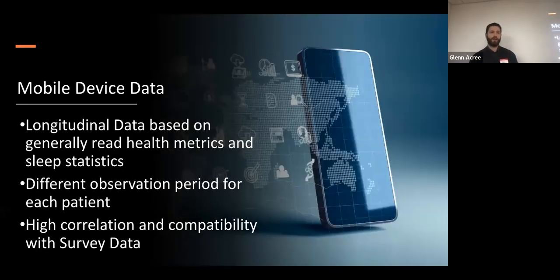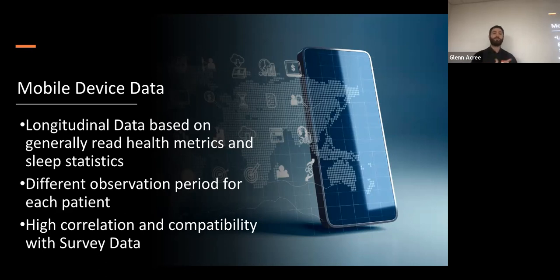Next is our mobile device data, and this pairs really well with the survey data. In fact, we ended up putting these into the same machine learning model, while some of the others were kept separate. For our mobile device data, we're looking at longitudinal data based on health metrics and sleep statistics. So basically everything that your Fitbit tells you is what's gathered from this mobile device data. We'll get your heart rate each hour, how many steps you took each hour, whether you're asleep or not, and what stage of sleep you had each hour.